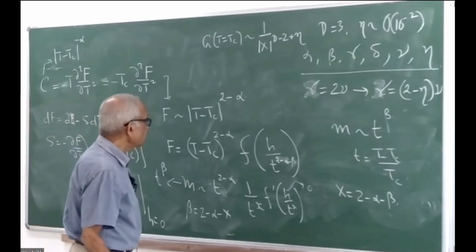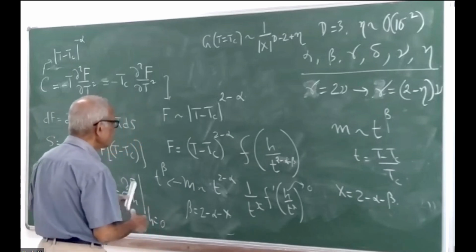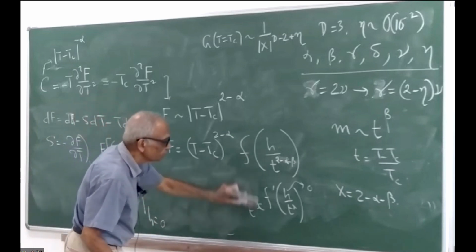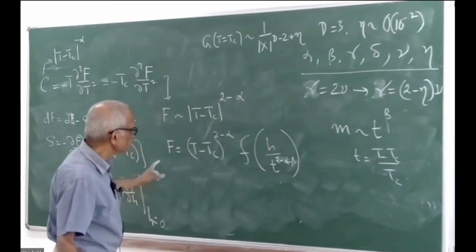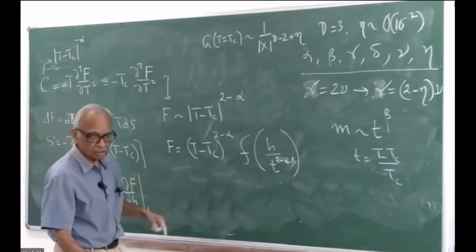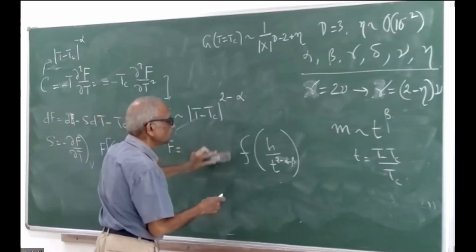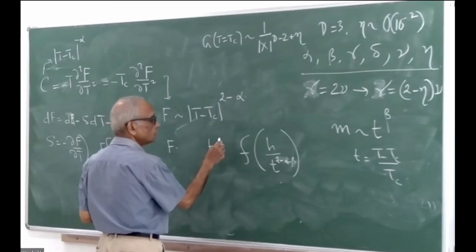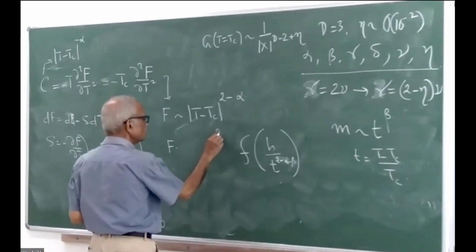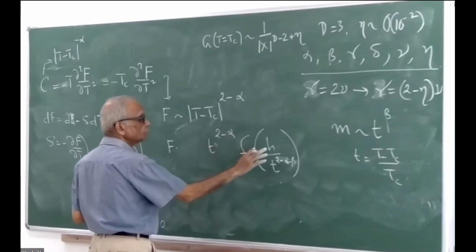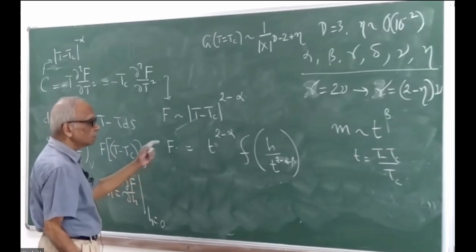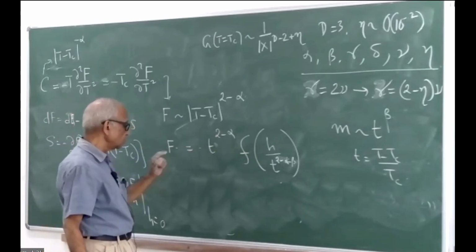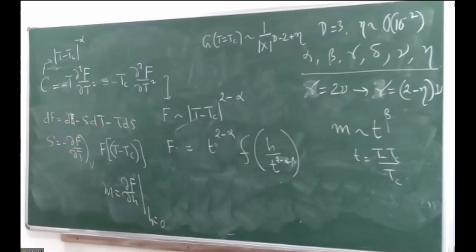So the statement then is that the form of f has to be, if I just write this, t to the power 2 minus alpha. And then if f has this structure over here, I know that h equal to 0 gives me the right answer. M equal to del f del h at h equal to 0 gives me the right answer.